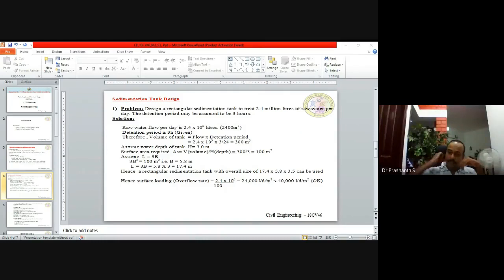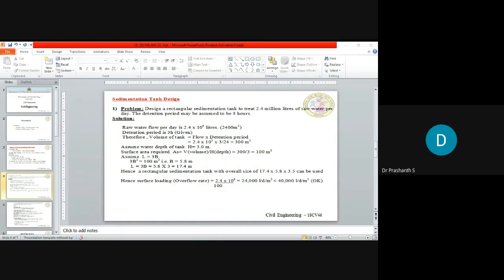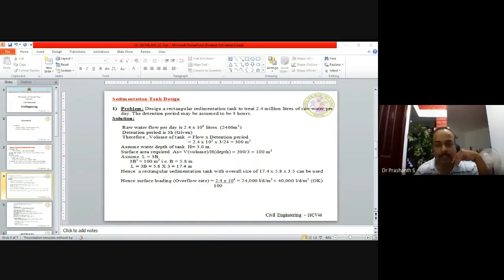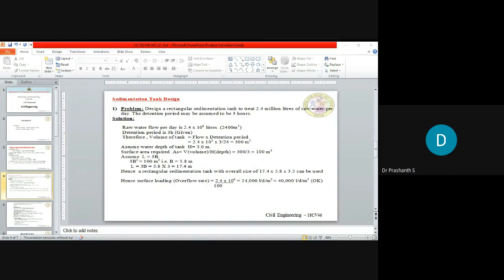So I'll explain first. Water to be treated, how much? 2,400 meter cube for a day, for 24 hours. So you cannot simply design for 2,400; it is a very big size. What is to be treated in a day, 24 hours. So how much for 3 hours? Quite naturally, for a 3 hour period, you get 300 meter cube.